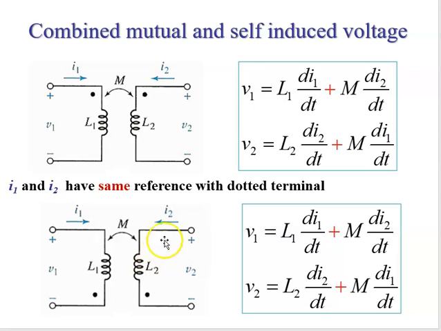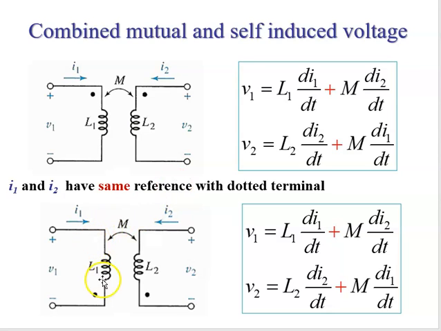In both these scenarios, we're going to be adding the mutually induced voltage. In this scenario, according to passive sign convention, V1 is L1 di1/dt. But since we have I2 flowing into the dot, the mutually induced voltage is also positive at the same dot. So we end up with the sum of the mutually induced voltage. And similarly at V2, I1 flows into the dot, so it creates a mutually induced voltage up here at the dot, which is a positive reference of V2.